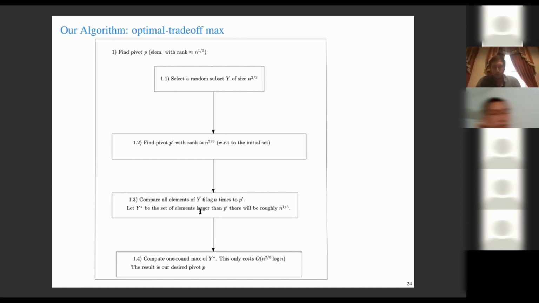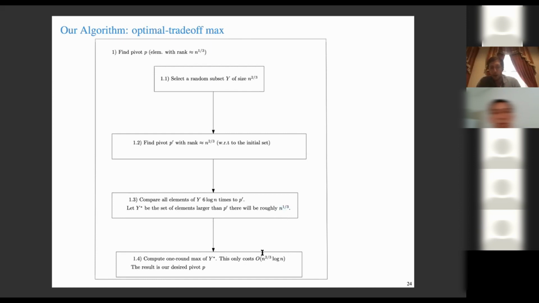And what you can do then is you can just look at the elements that were larger than this pivot element. And there shouldn't be too many. There can only be n to the 1/3, just because of the size of the sample. And yeah, there's nothing interesting happening here. It's just if you do the math, which I don't really want to do here, it's not complicated though, then you'll see that there are not too many elements that are larger than p prime.